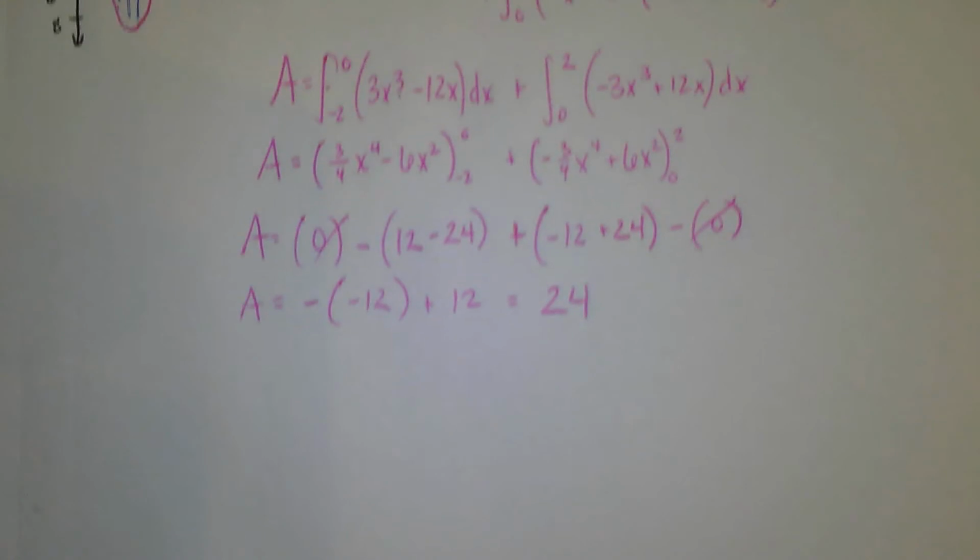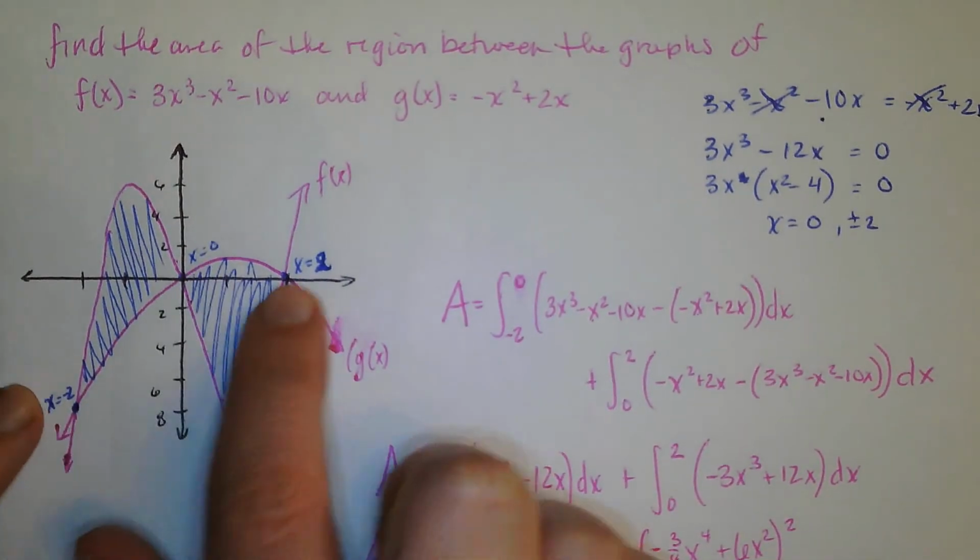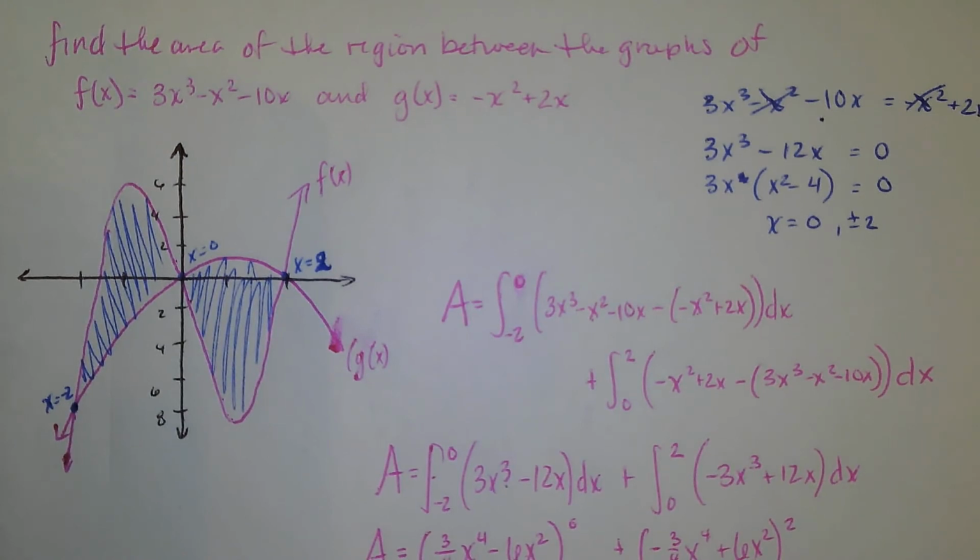So if you ever have a case where there's more than two points of intersection, you have to do them in separate sections. So I had to do this one in 2 sections.